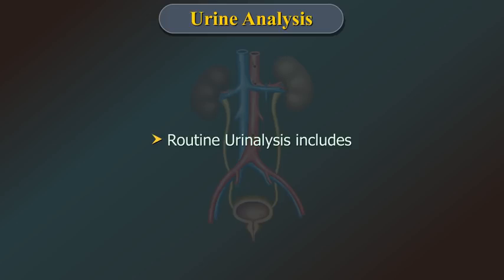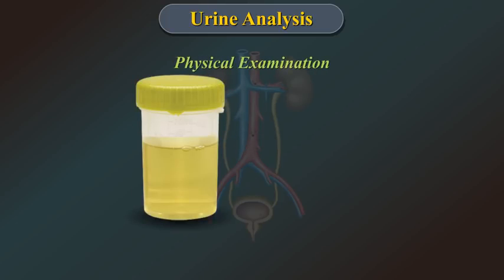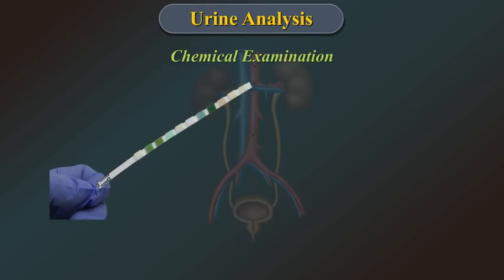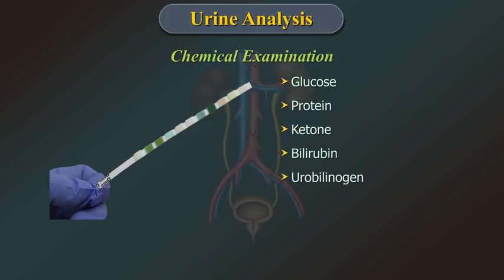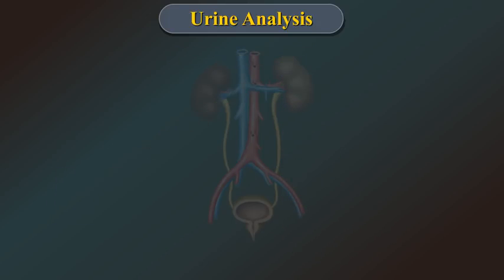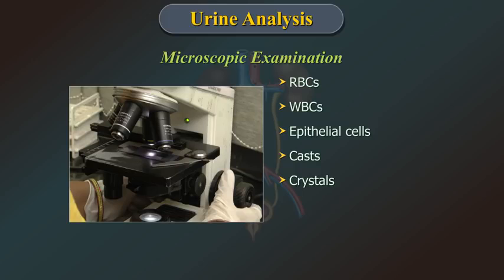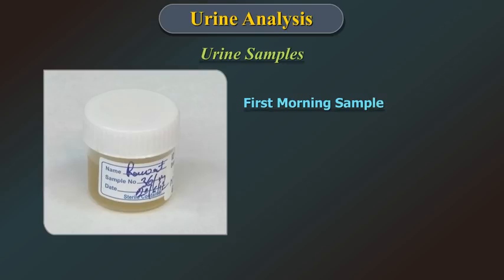Routine urine analysis includes physical examination for volume, color, odor, appearance, and specific gravity. Chemical examination for glucose, proteins, ketones, bilirubin, urobilinogen, nitrate, leukocyte esterase, pH, and blood. Microscopic examination of urine for cells like the red blood cells, white blood cells, epithelial cells, casts, crystals, bacteria, yeast, and parasites.